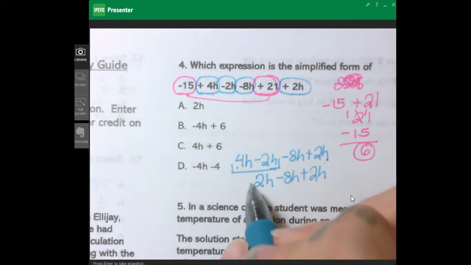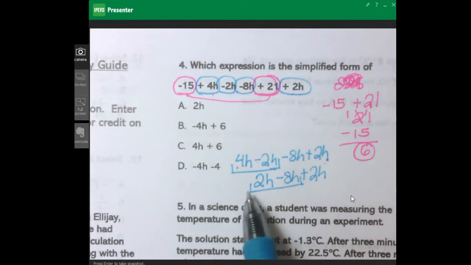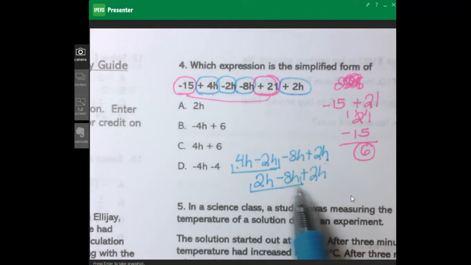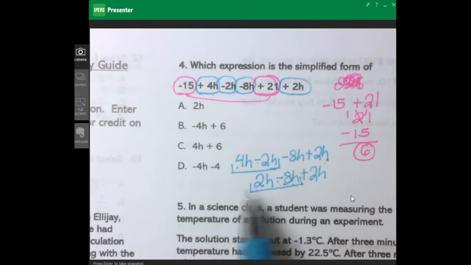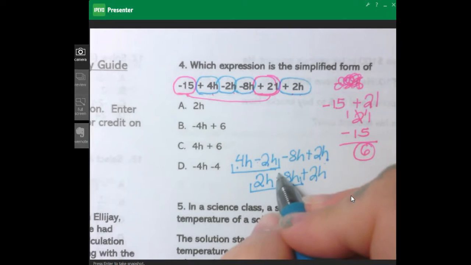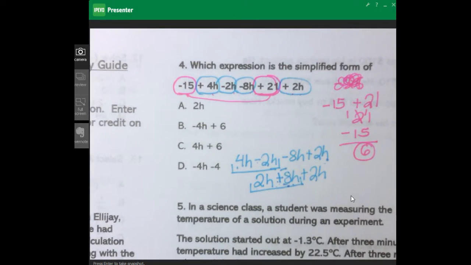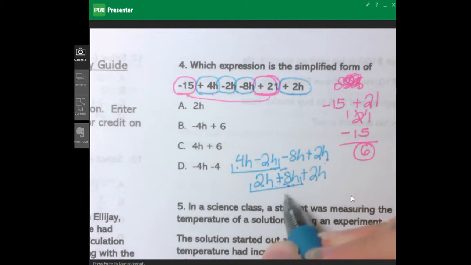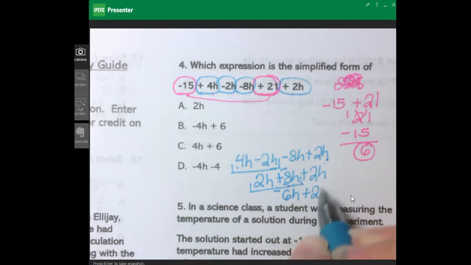So I'm going to look at my next pair, going left to right. 2h minus 8h. Subtract the coefficients. I have minus, so I have 2 minus 8. I really can't take 8 away from 2, but I could rewrite it as a plus negative. So we have different signs. We subtract, keep the sign of the larger number. So when I subtract, we have 6 left over. 8 is bigger, and it's negative. So I have negative 6h plus 2h.